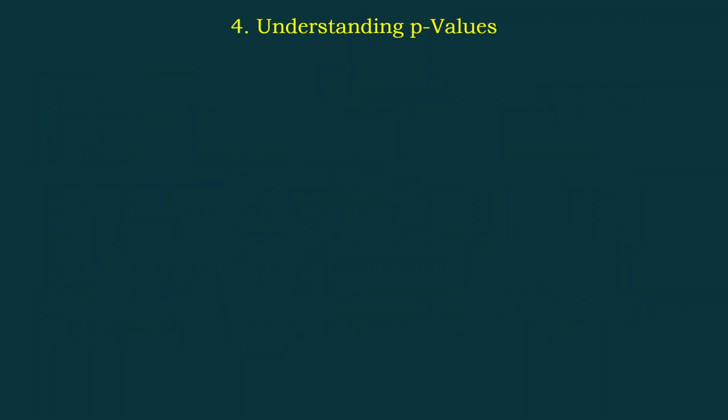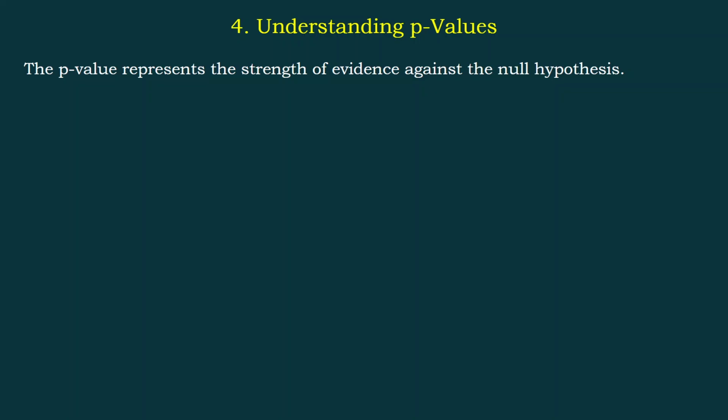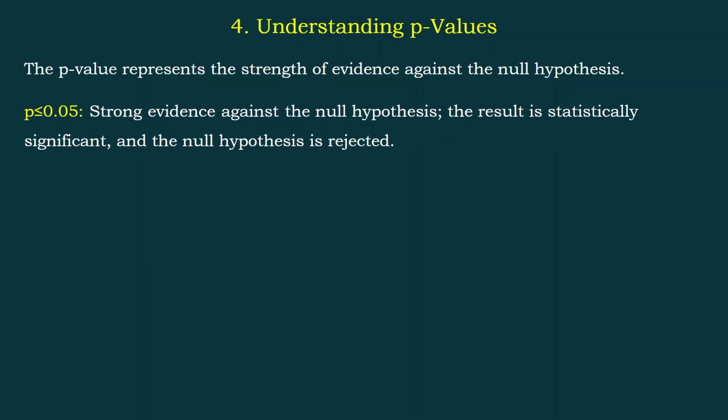Then the next is understanding the p-values. The p-value is evaluated from the machine learning model, and it represents the strength of evidence against the null hypothesis. That means how much it points towards or against the null hypothesis. So if p is less than or equal to 0.05, it's strong evidence against the null hypothesis. The result is statistically significant and the null hypothesis is rejected. This is the first condition.